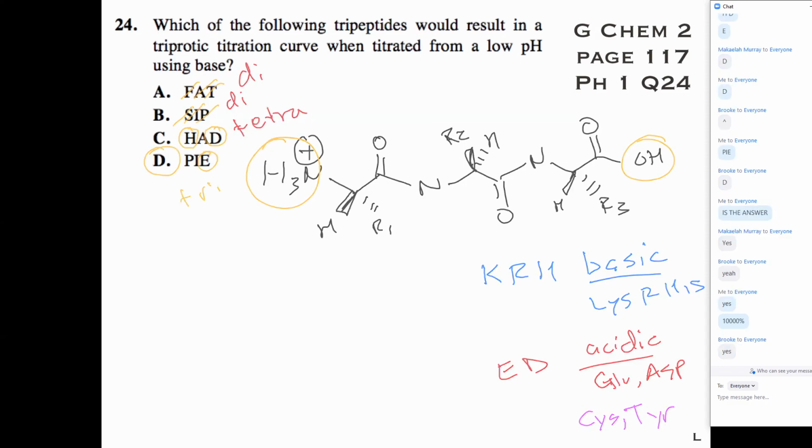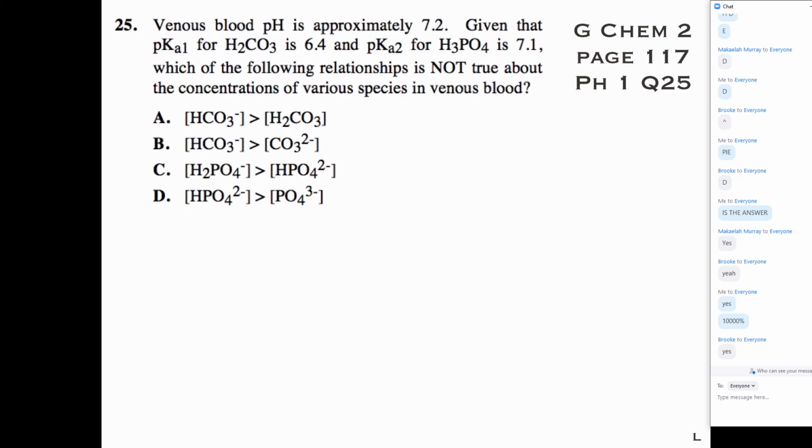On we go. So 25. This one is an absolute pain in the butt, but we've got to go through it systematically and go through each of the pKs of interest. So they tell me venous blood is around 7.2. Is that true? So please tell me the difference between arterial blood and venous blood. Teach me a little physio before I go any further.